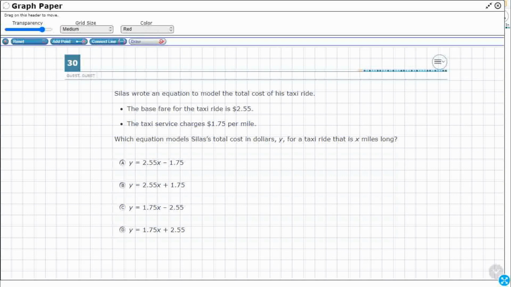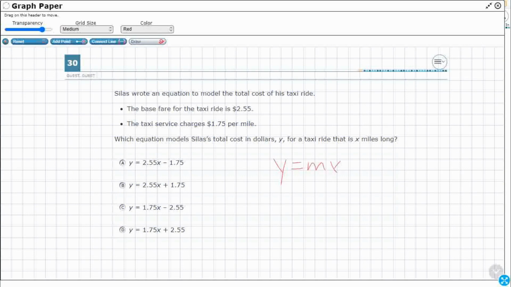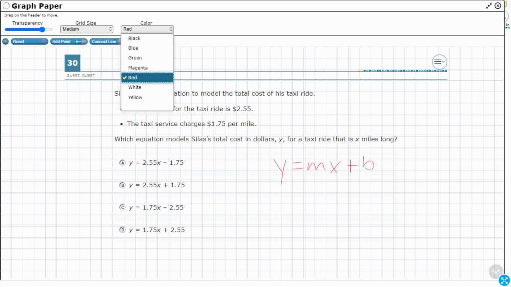So when I say slope-intercept form, this is what we're talking about. Y equals mx plus b. So we can label each of these here. So let's look at our x and our y. Right? So our x is our independent variable.